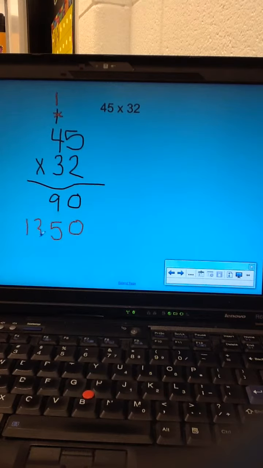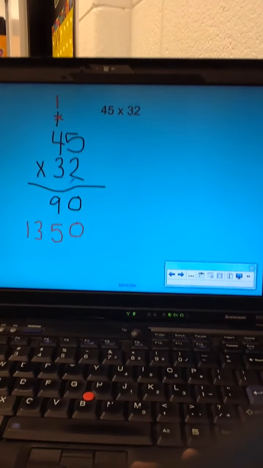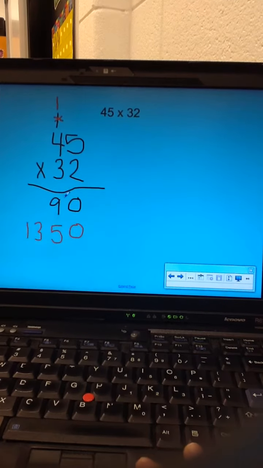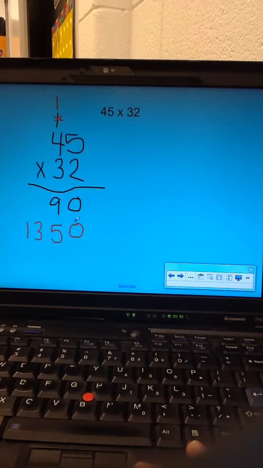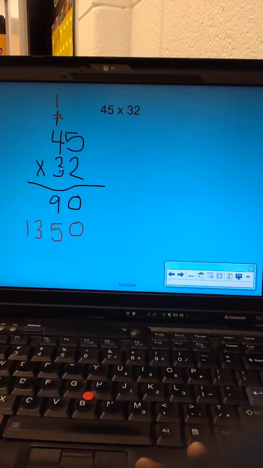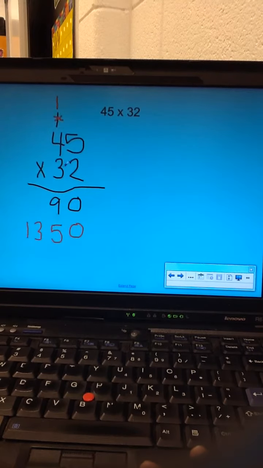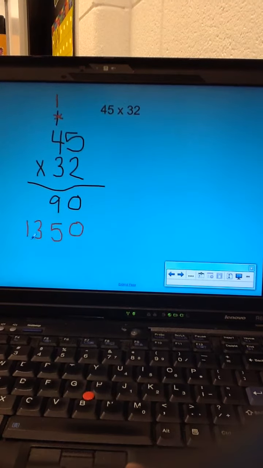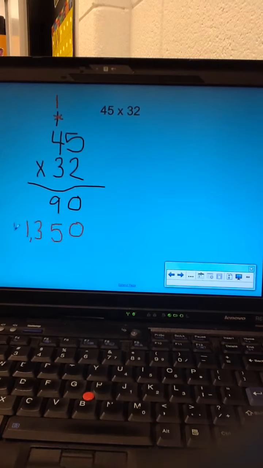Now I have two different numbers. I have 90, which was 2 times 45, and I have 1,350, which is pretty much the same as saying 30 times 45. And I need to add these two numbers together.